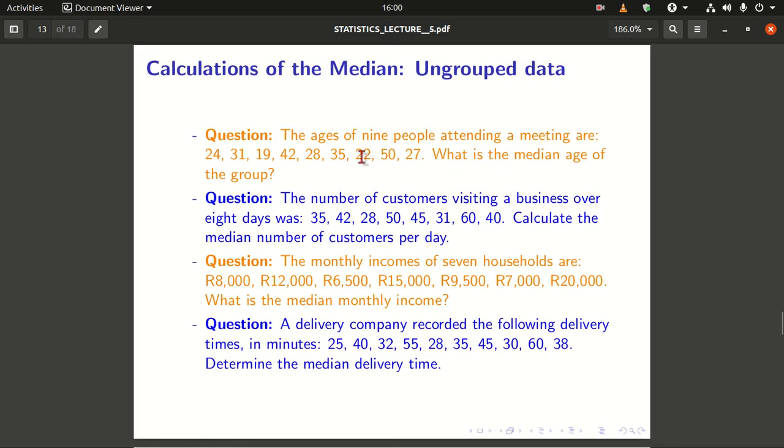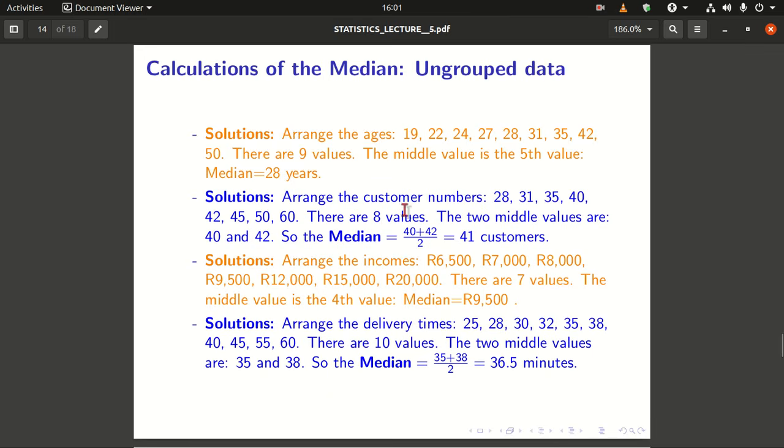These are some of the questions that I would say you should pause the video and then do them and see if you're getting something. And then after you have done them, you can check these answers here, because I have just done them. As you can see, when it comes to this one, I've arranged the data, and after arranging them, I realized that I have 9 values. Then the middle is the fifth, so I have 1, 2, 3, 4. Then the fifth is going to be 28. That is going to be our median.